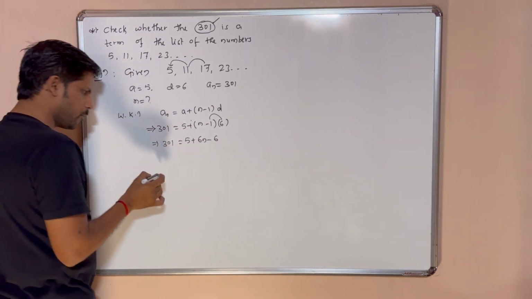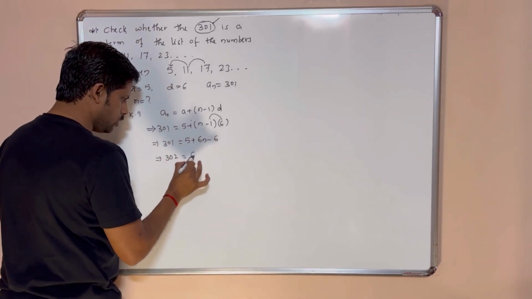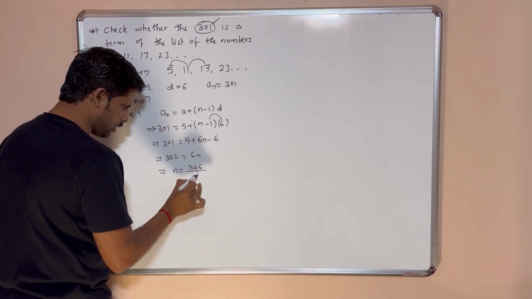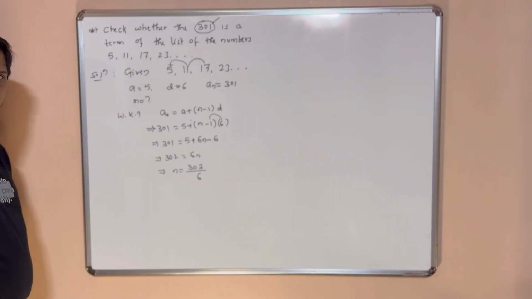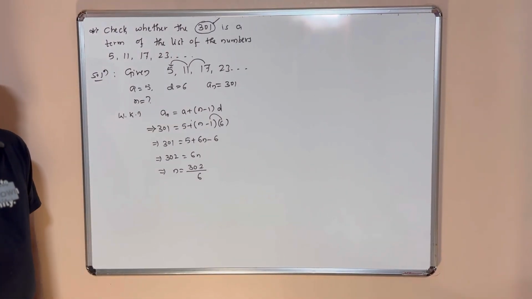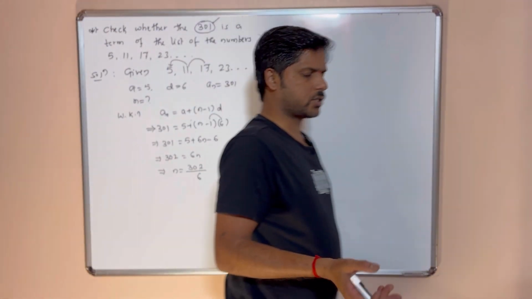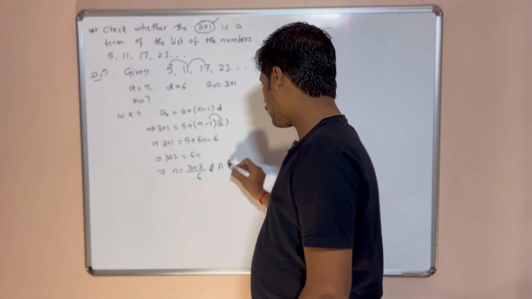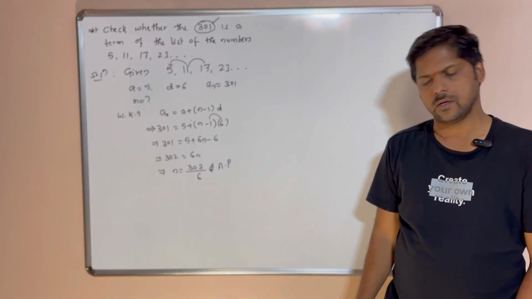Take this one to LHS. It becomes plus. So 302 is equal to 6N. Then N is equal to 302 divided by 6. After cancelling, also we are going to get a fraction. So here we are getting a fraction number. So it does not belong to that AP. So 301 does not lie in this AP. Right? So note it down.